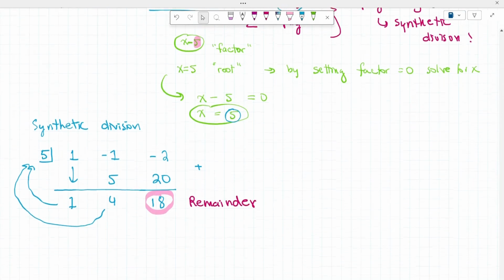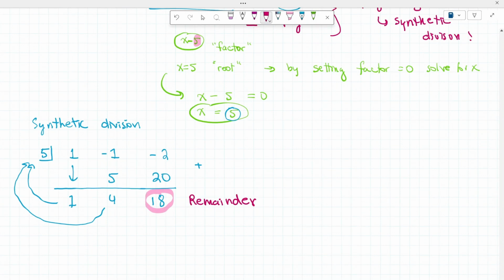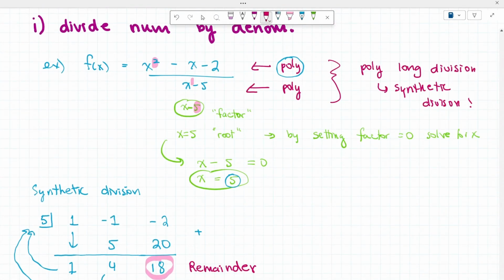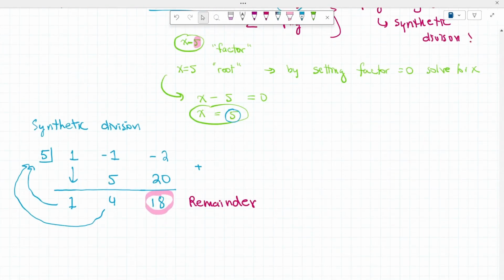And then what do we have left? We knock down 1 degree and use these as our coefficients. So we started with degree 2 quadratic, and now we're going to have linear. So that means we're left with 1 times x plus 4. Okay, so now what we have to do is step 2.